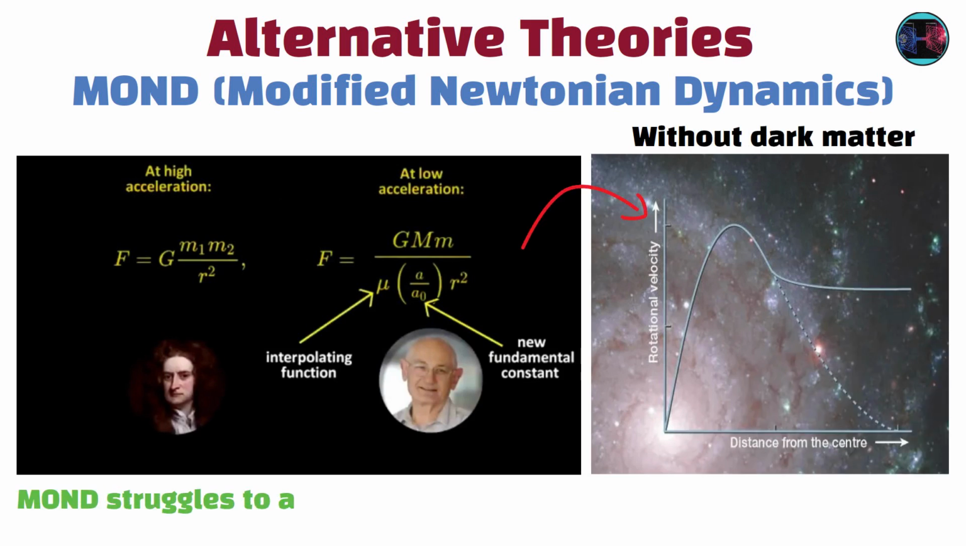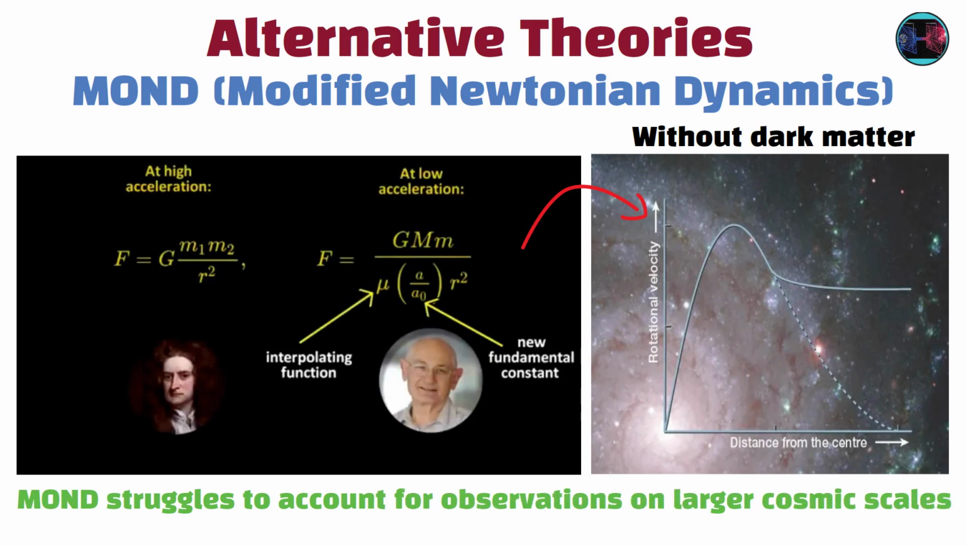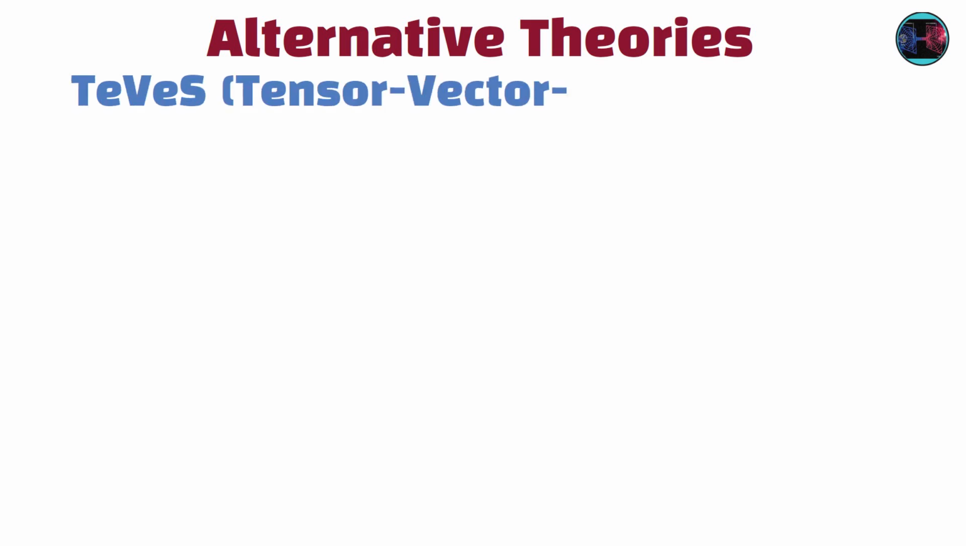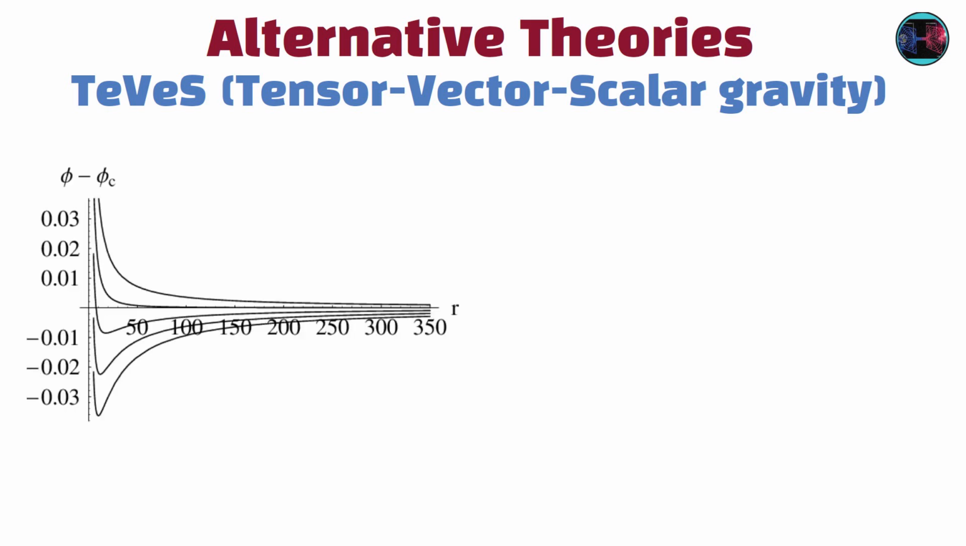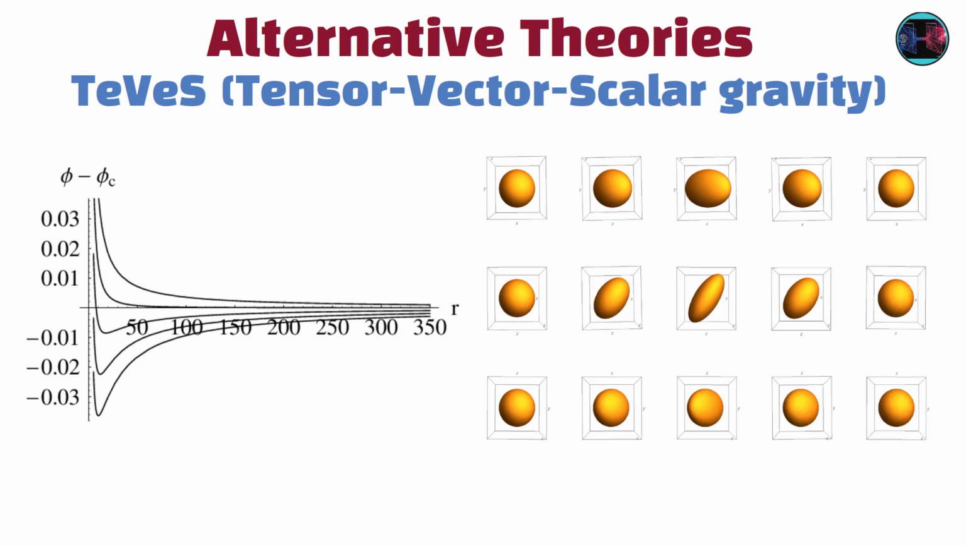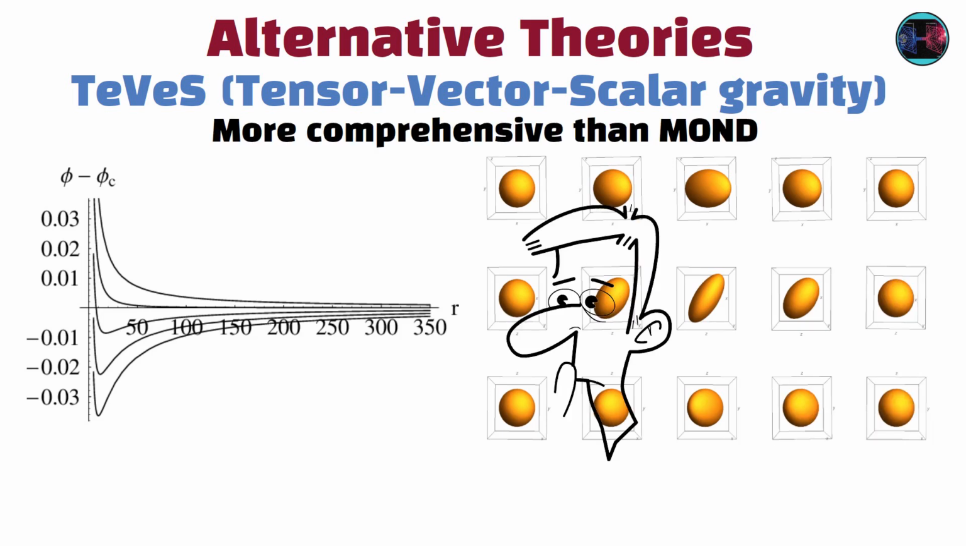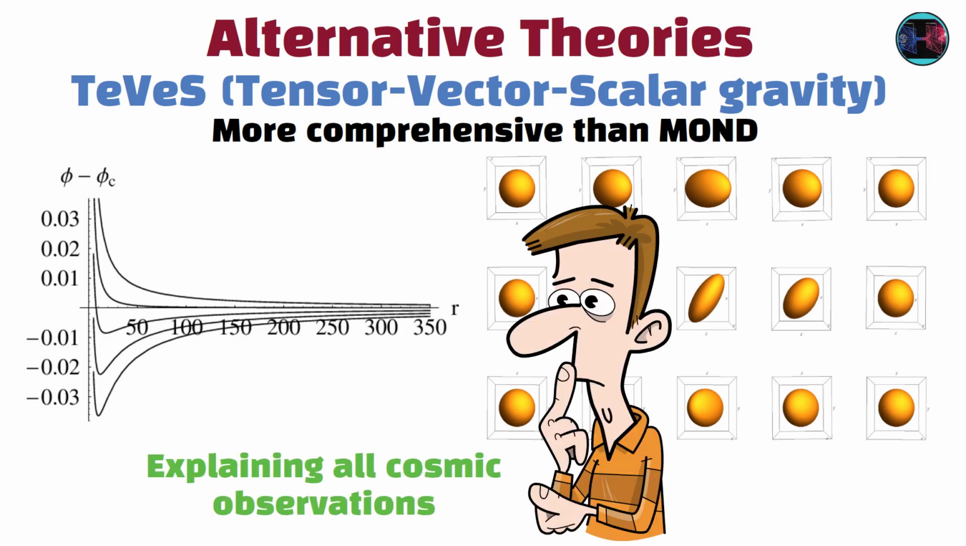However, MOND struggles to account for observations on larger cosmic scales. TeVeS, tensor-vector-scalar gravity, attempts to reconcile MOND with general relativity. It introduces new fields that modify gravity's behavior. While more comprehensive than MOND, TeVeS still faces challenges explaining all cosmic observations.